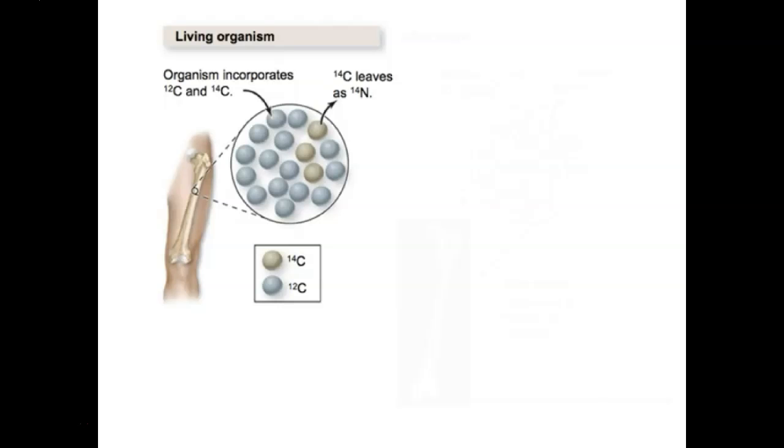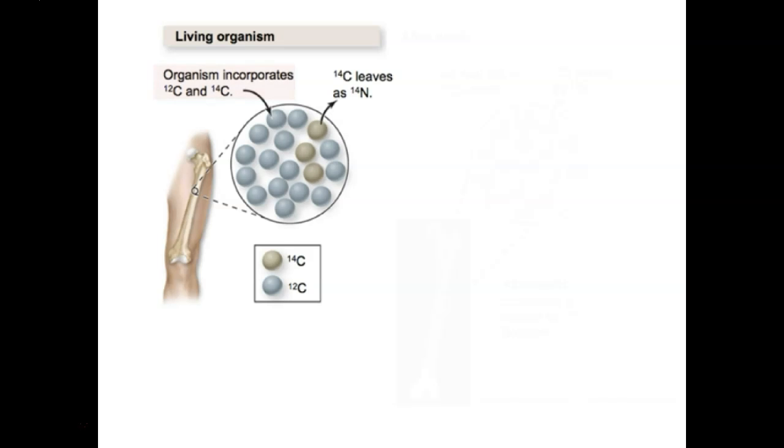Carbon has multiple isotopes. Most carbon atoms are carbon-12, which has 6 protons and 6 neutrons. But trace amounts of radioactive carbon-14 are also present. This is a hypothetical sample of 18 carbon atoms from the living bone. 3 carbon-14 atoms are depicted in this sample, but in reality, the concentration of carbon-14 would be much lower. Carbon-14 decays to nitrogen-14 at a known rate.